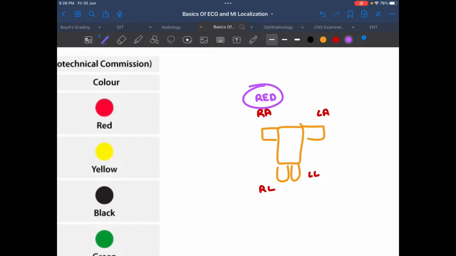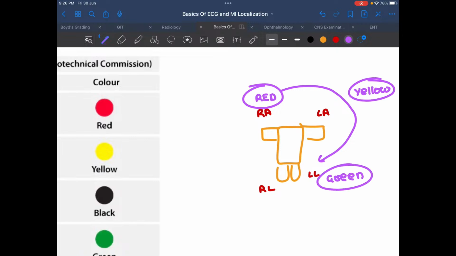I want you to imagine, in a clockwise direction, the colors of a basic traffic light. If right arm is red, then what is after that? It's going to be yellow. So the left arm is going to be yellow. And what about the left leg then? The left leg is obviously going to be green. And just remember, the ground lead is always black. You can see in the different circuits that we have, black always stands for your ground.